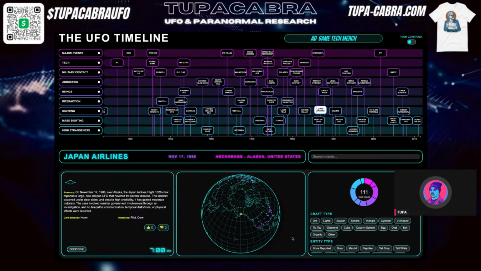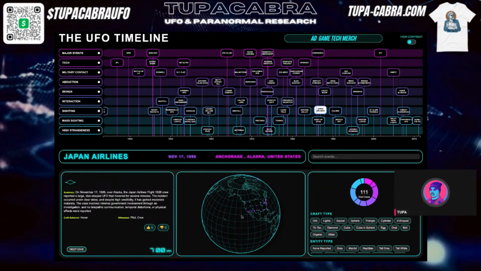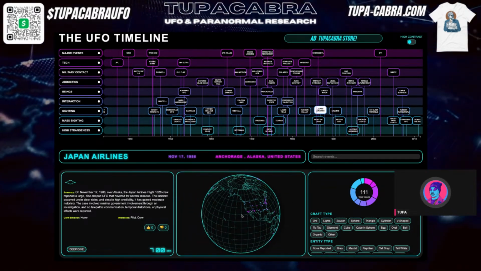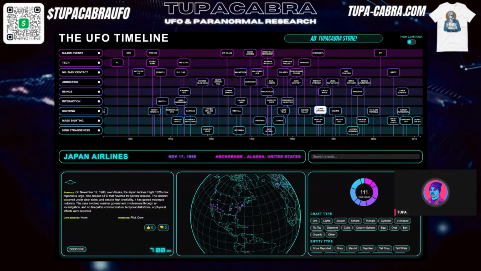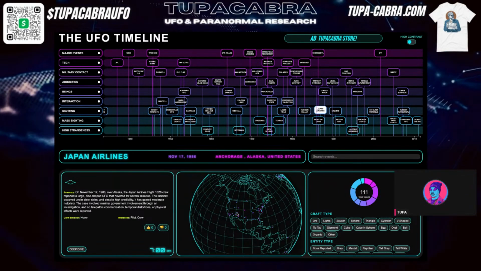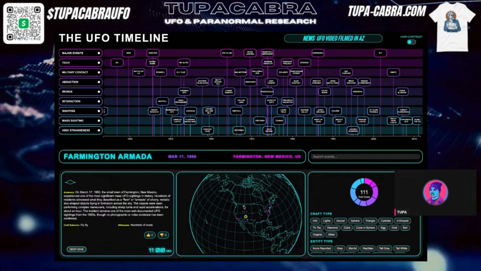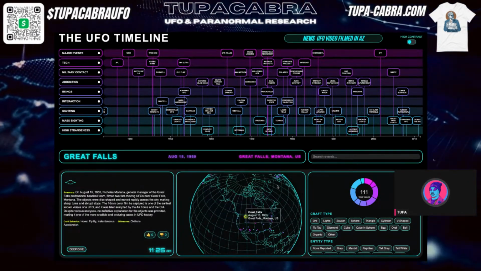This area right here is the globe. The globe can be grabbed and spun around and zoomed in and out at any time. The dots are reflective of the events. So if you select an event here, Farmington, you get all the information here.